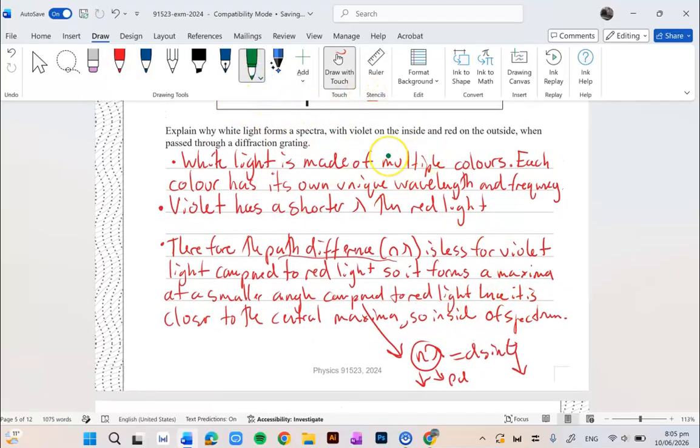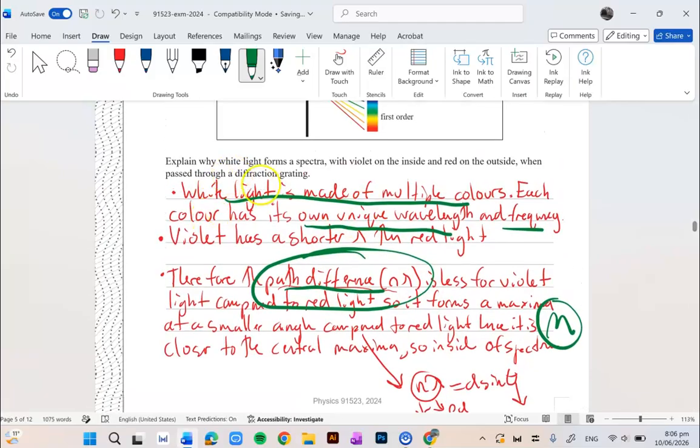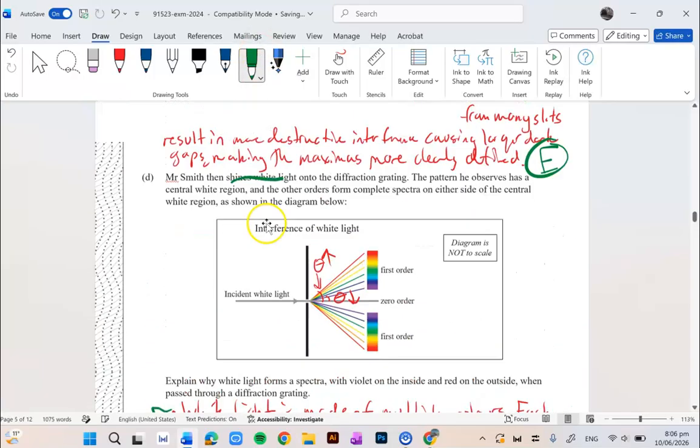If you have all 3 points, white light is made of multiple colors, each color has its own unique wavelength and frequency, and then you talk about the path difference, which is very important, you would get a merit. And if you talked about either this part or this part, you get an achieved. And that is it for question 2.